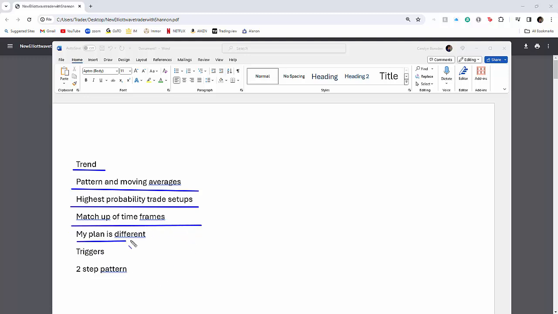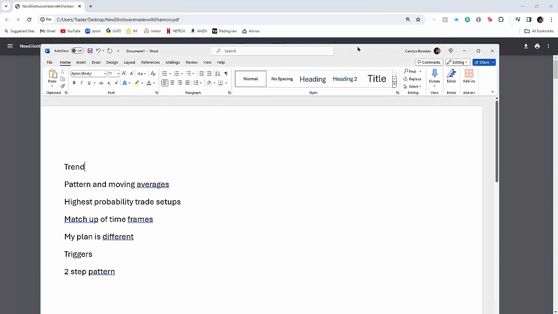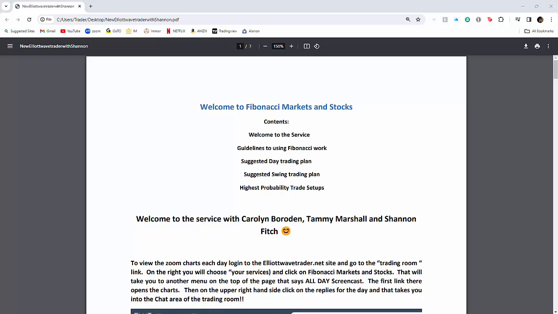We're also going to talk about my trading plan is different slightly, okay, because I want higher probability setups only. We're going to talk about some triggers for people who still don't quite get triggers. And if we have time at the end, we'll take a quick peek at the two-step pattern, okay? So let's just get rid of this. Well, here, I'll put it over here to remind me.